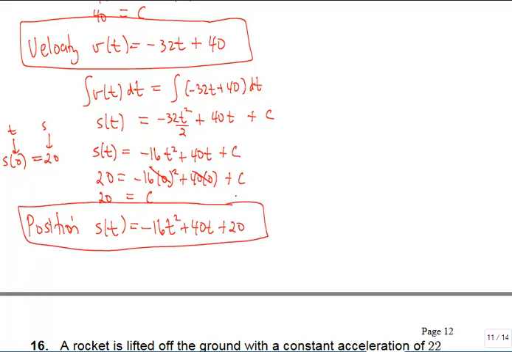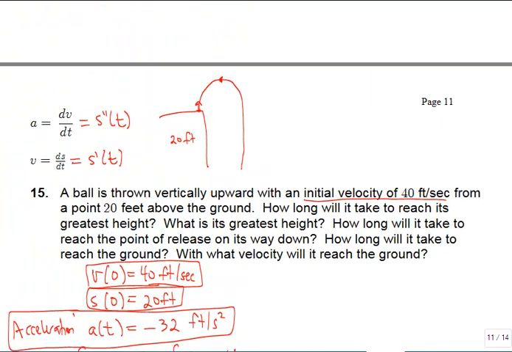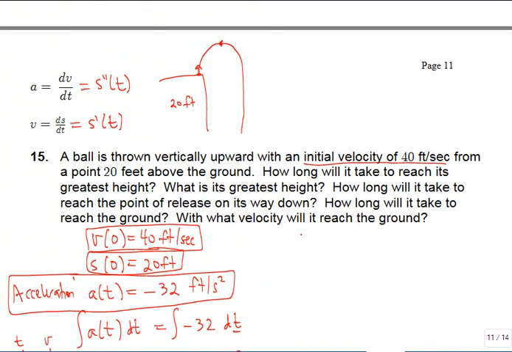All right, now we have all of the important functions that we need in order to answer all of these questions. So the first question, how long will it take to reach its greatest height? Now we've done this before. You know that if you're going to reach this height up here, that's right where that maximum is. And the tangent line is horizontal there, which means the slope is 0, or the derivative is 0.